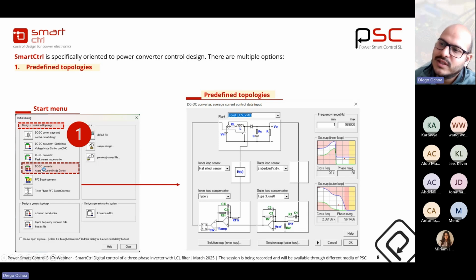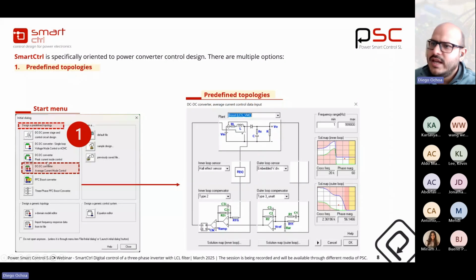Also, you have a control structure for the peak current mode control in DC-DC converters, and you can also find the option if you want to implement a double loop or average current mode control. For the case of the PFC, we have two options in the predefined topology. One of them is for the single-phase PFC, and we also have the three-phase PFC boost converter, where you can make the controls in the alpha-beta domain or DQ domain, for example.